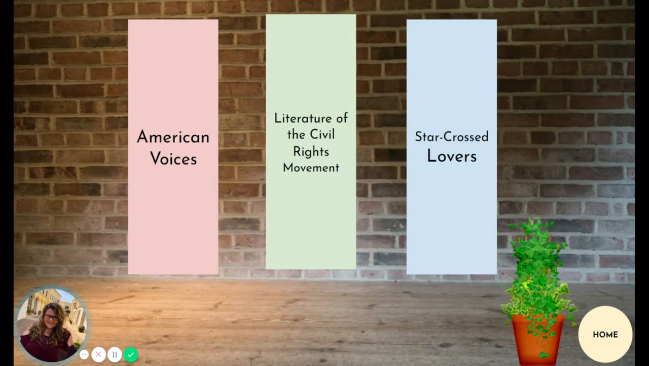We have 3 units we're going to do this semester. 1 is American Voices, 2 is Literature of the Civil Rights Movement, and then we have Star-Crossed Lovers, which is the Romeo and Juliet unit. I know y'all are super excited about that one. I'm not going to go into detail about these because we will be starting them soon, and you will just learn sort of about these units as we go.